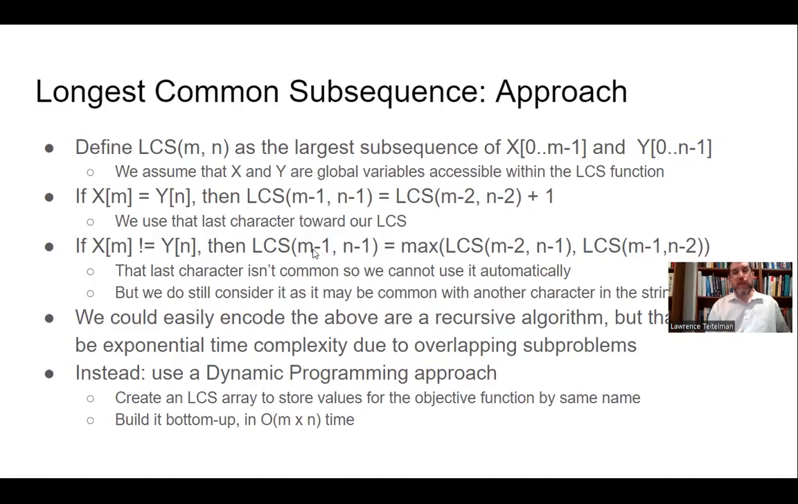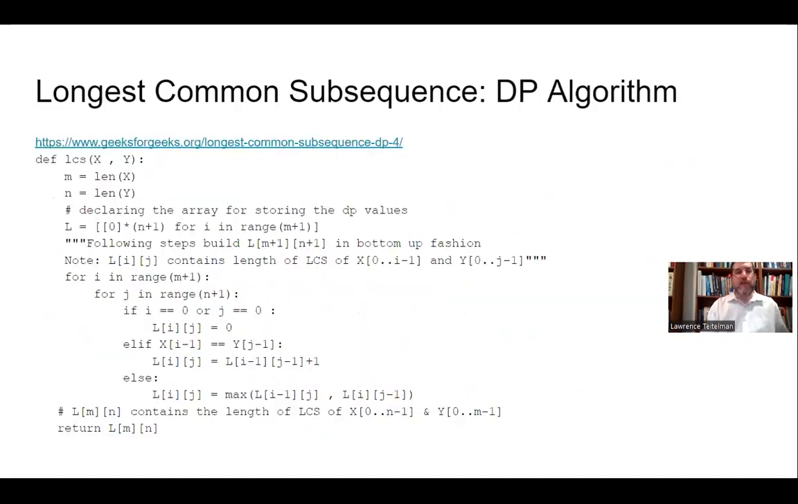So I say, well, I look at what happens if I omit one character, or what happens if I omit the other character. What do I get there, right? So once again, this is going to be exponential time. The question is, can we do a dynamic programming approach? And as before, you build up.